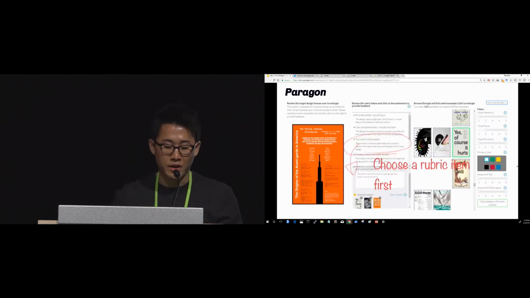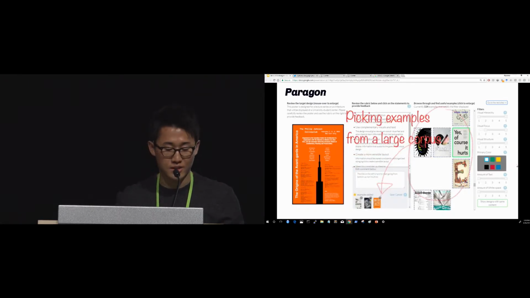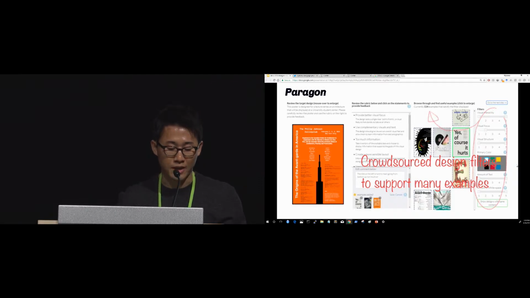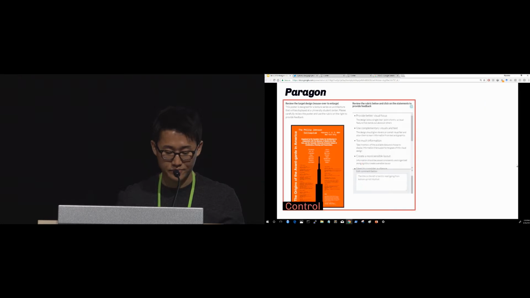So in study 2, we iterated on the design of Paragon such that participants first view the target design and then select a specific rubric item to provide feedback. They then select examples to associate with the chosen rubrics. While looking for useful examples, feedback providers can use cross-source design filters to guide their search. After leaving the base feedback with supplementary examples, they give an explanation of why the chosen examples worked or did not work better in a separate stage.